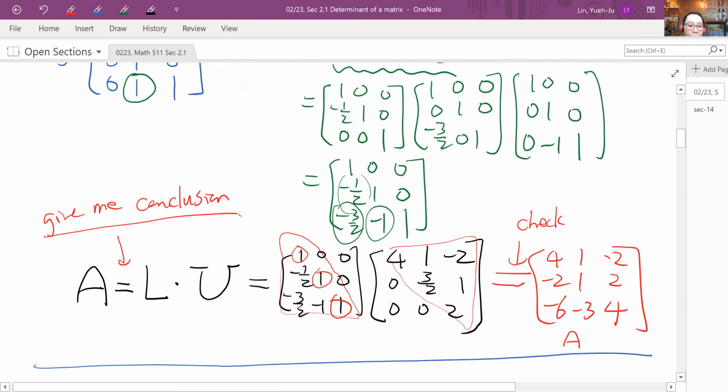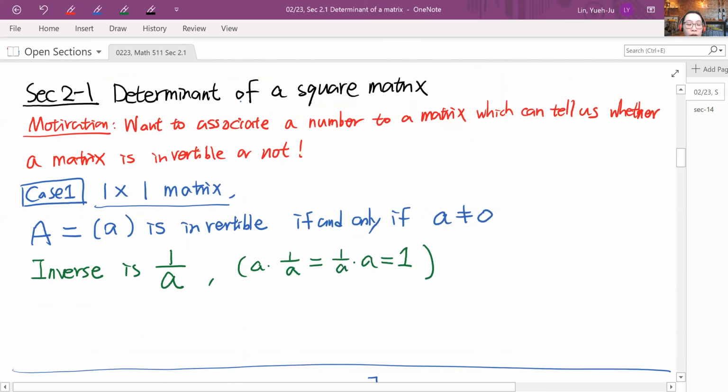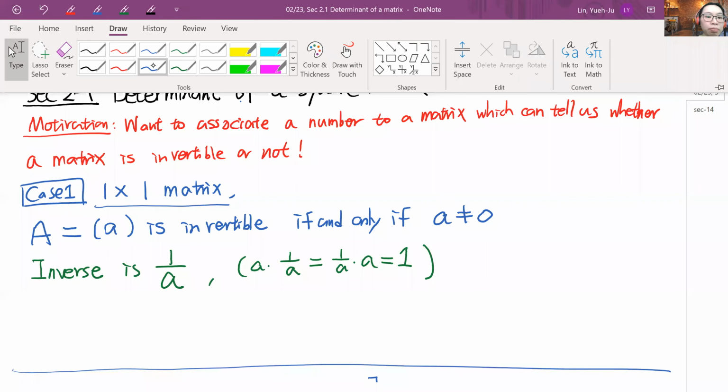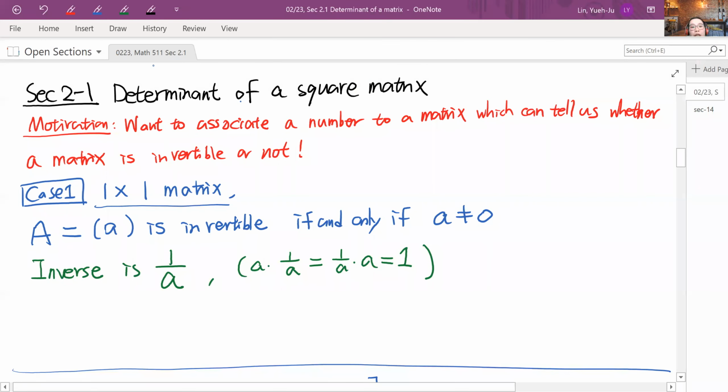Okay, so now let's see. Today we are going to move on to section 2.1. I actually already said a little bit about determinant, but now we can officially introduce what determinant is. You can see that my title is the determinant of a square matrix, meaning it only makes sense to talk about determinant for an n by n matrix. If it's not square, then there's no such thing called determinant.